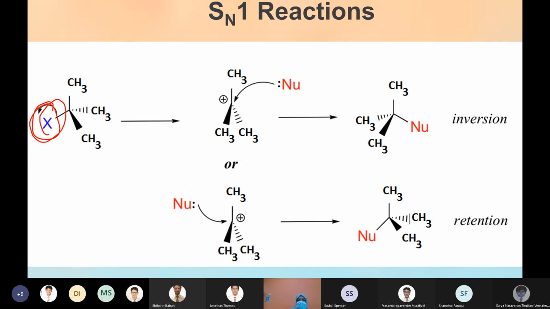As you can see, X was on this side, right? Your halogen was on this side, and if the nucleophile is added also in the same direction, you will get retention. The same configuration is retained because the leaving group and the incoming group are in the same direction. But if the nucleophile is attacking the carbocation in the opposite direction of the leaving group, then you will have inversion. So in SN2, there was only inversion because it was taking place from the opposite side. So there was only the possibility of inversion.